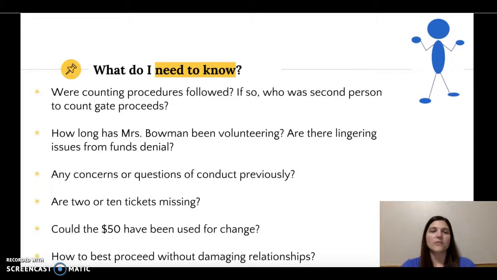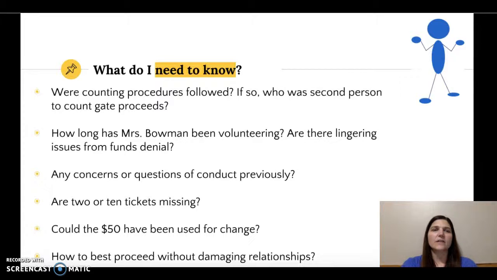Another question I have, are 2 tickets missing or are 10 tickets missing? The case study states both. The case study says that Mrs. Bowman wrote a note saying tickets 78 and 88 were missing. However, in the next sentence and in the following few other sentences, it explains that proceeds for 10 tickets are missing and 10 tickets were torn. Either way, it's important to find out if proceeds are actually missing.